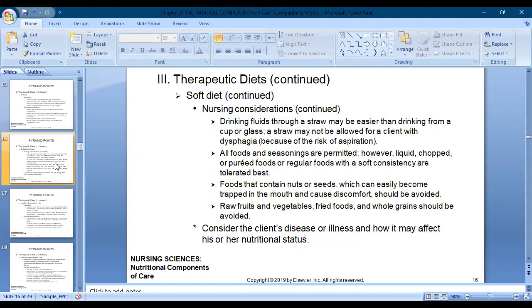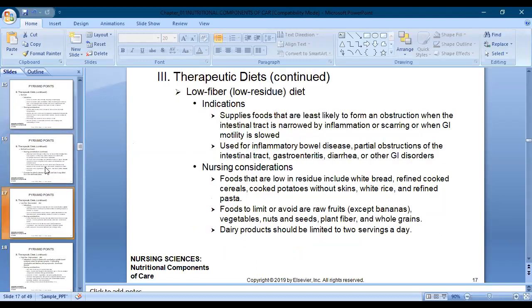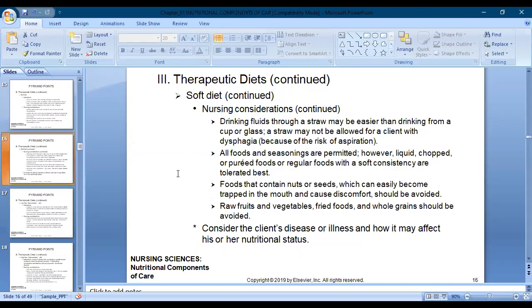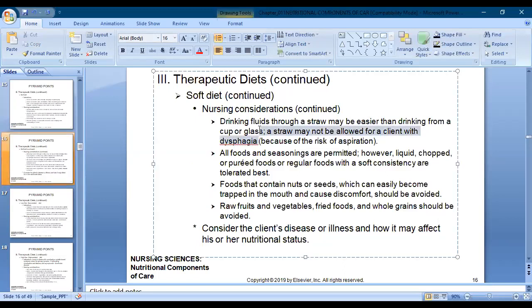Same continuation of soft food, then low fiber food. Soft food, for example: drinking fluid through a straw may be easier than drinking from a cup or glass. A straw may not be allowed for a client with dysphagia. My friend, this information is important for the board exam.